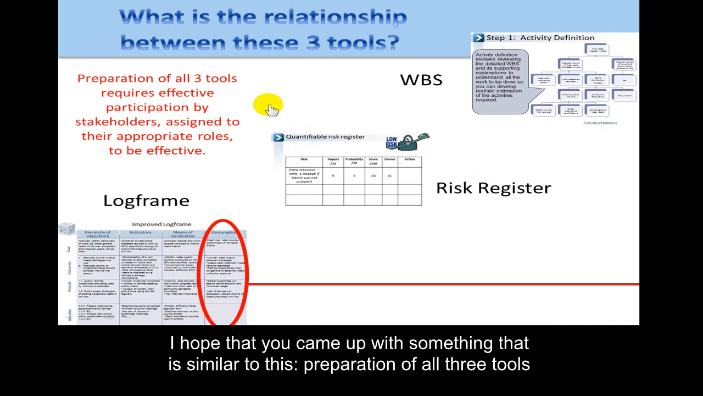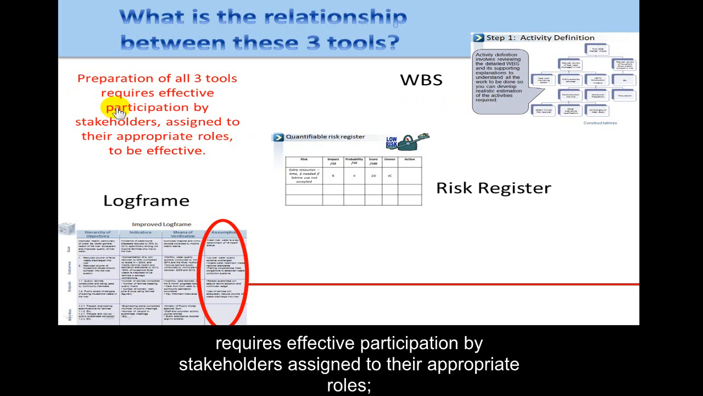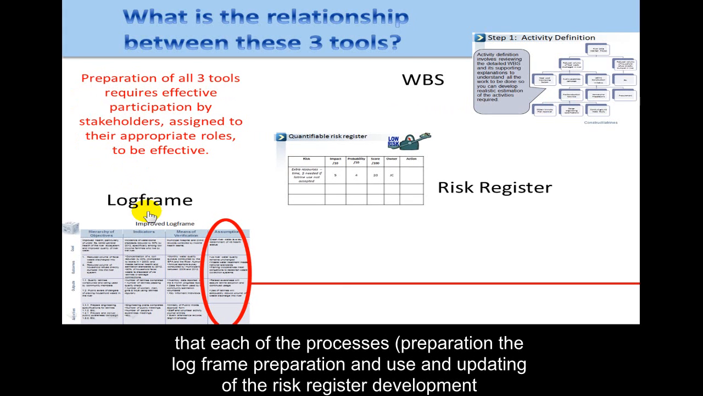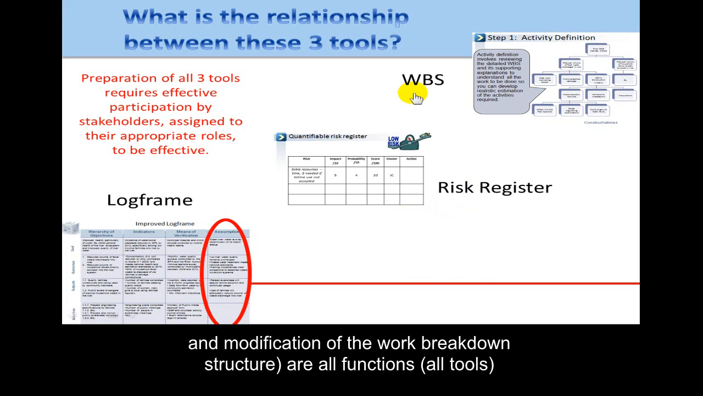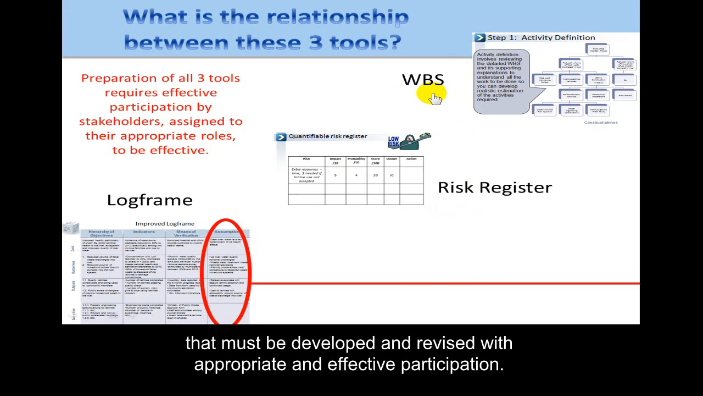I hope that you came up with something that is similar to this. Preparation of all three tools requires effective participation by stakeholders assigned to their appropriate roles. Each of the processes: preparation of the log frame, preparation, use and updating of the risk register, development and modification of the work breakdown structure, are all tools that must be developed and revised with appropriate and effective participation.